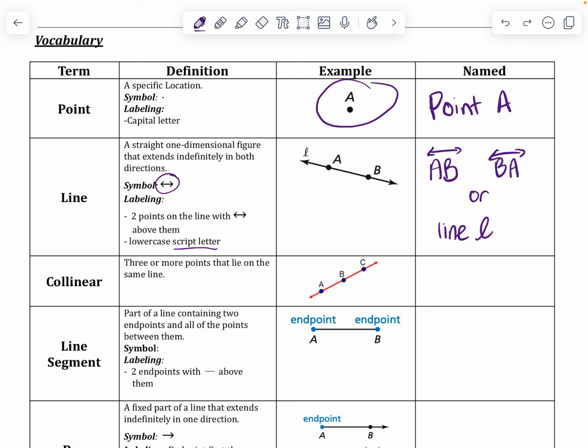Okay. Then we have collinear. It's when 3 or more points lie on the same line. So co means they're together, and linear means that they're on the same line. Notice it literally has the word line in it. And so we have these 3 points here. They're together on a line. And we would say that points A, B, and C are collinear.